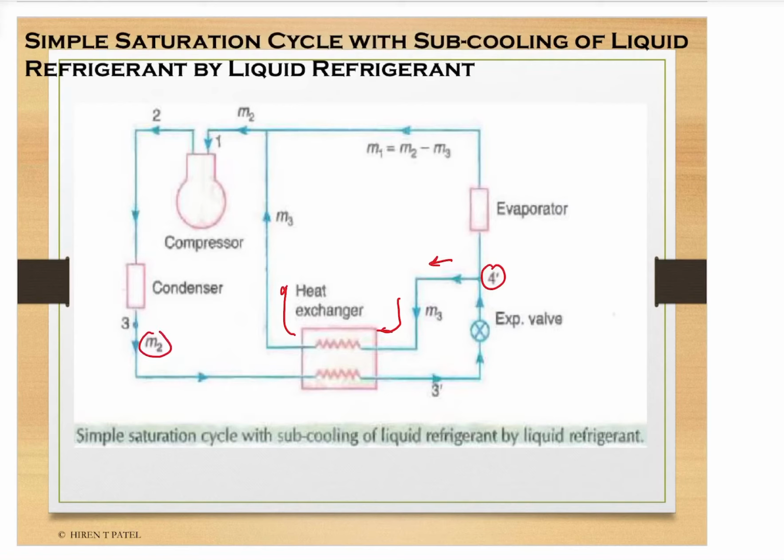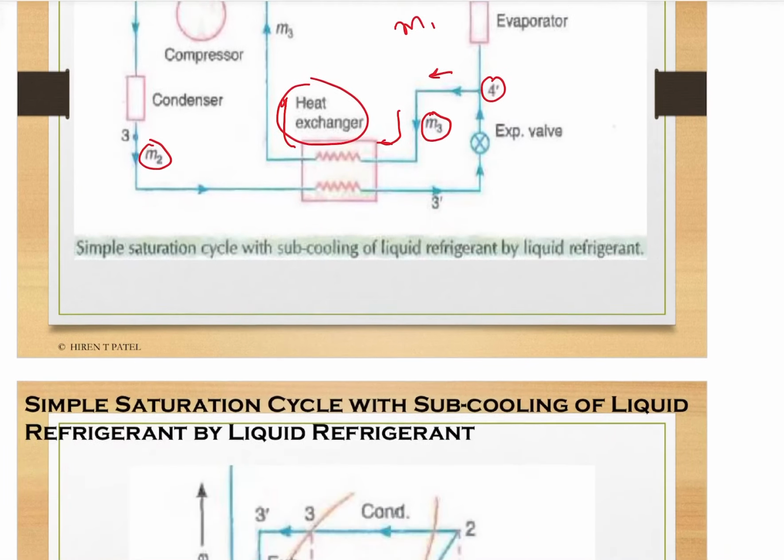So, M2 is the mass that is coming out from the condenser and M3 is the mass bled from the liquid passing to the evaporator, and that is supplied to the heat exchanger, and M1 is the mass that is supplied through the evaporator. So, here a little bit of difference is there in the heat exchanger.